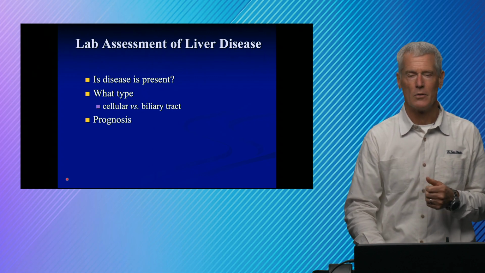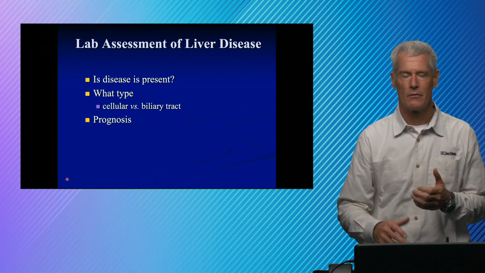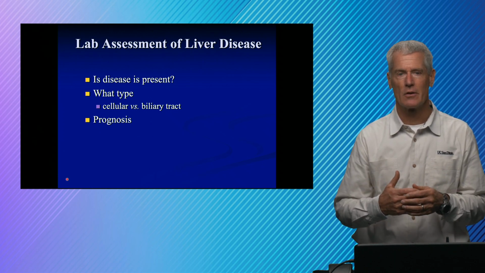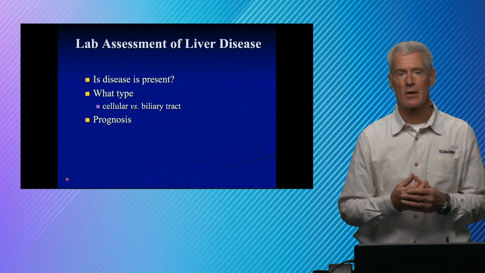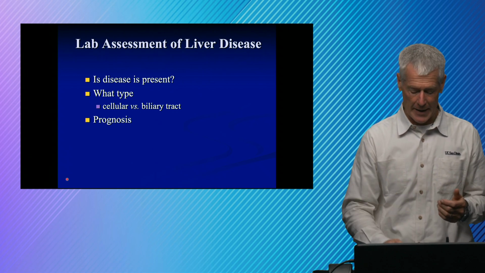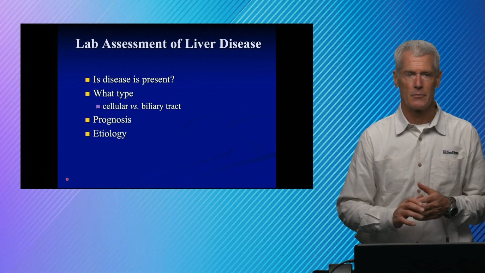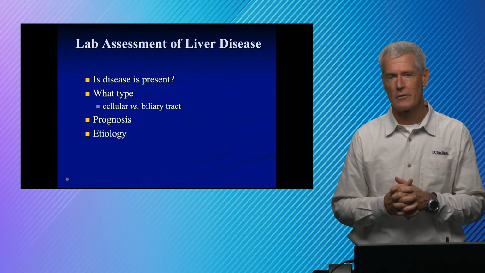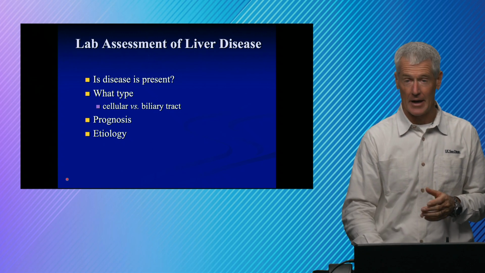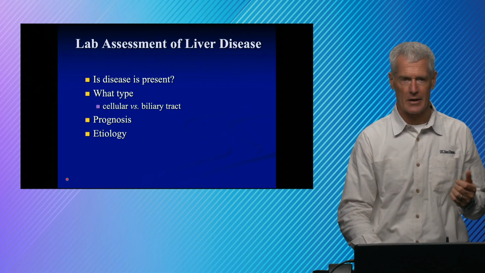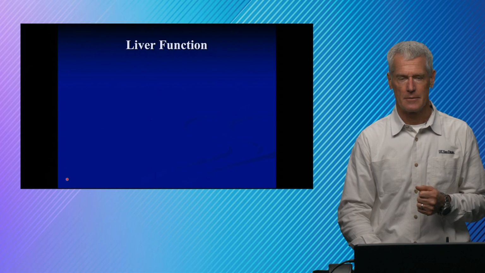For example, looking at coagulation, if you have enough damage to your liver and you're not synthesizing liver proteins, in particular the coagulation factors, that's a bad prognostic sign. We can also use different tests to figure out what is causing the liver damage, and that is often helpful for identifying treatment strategies.